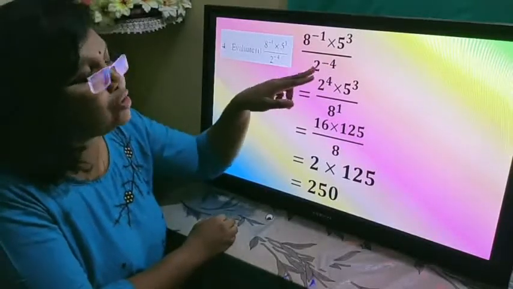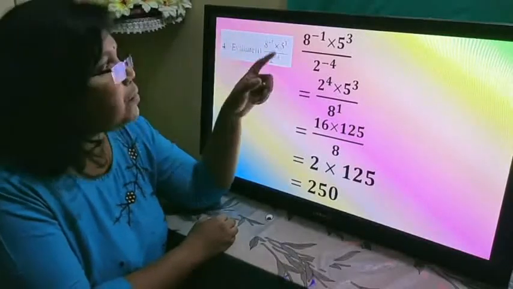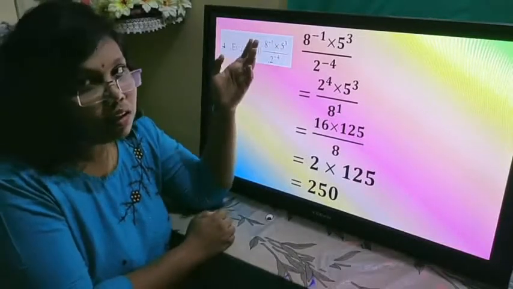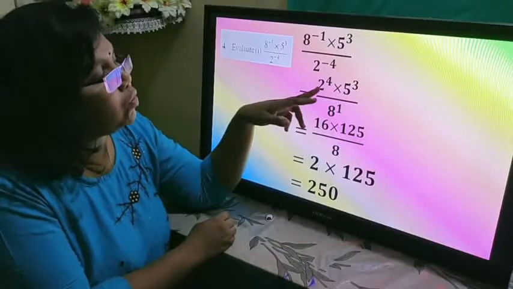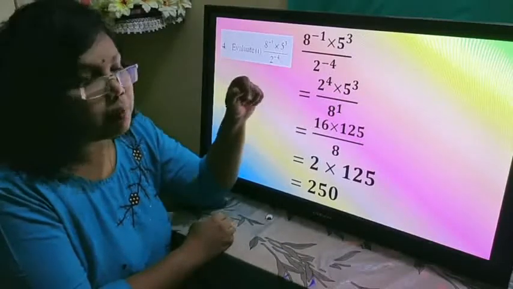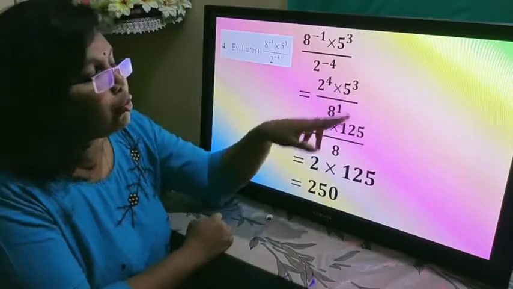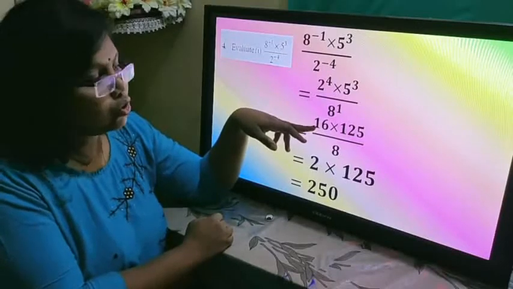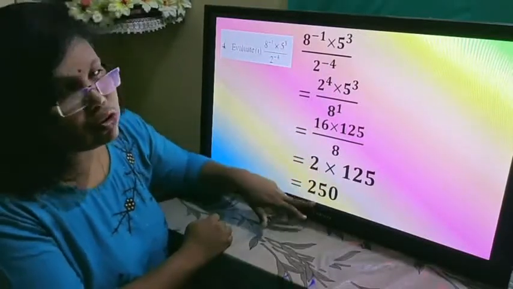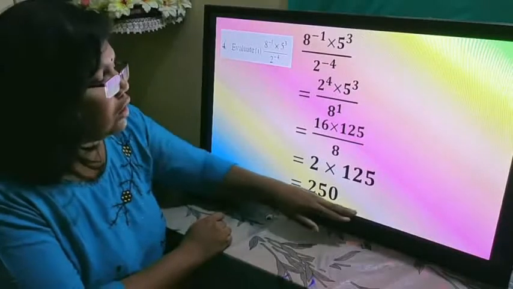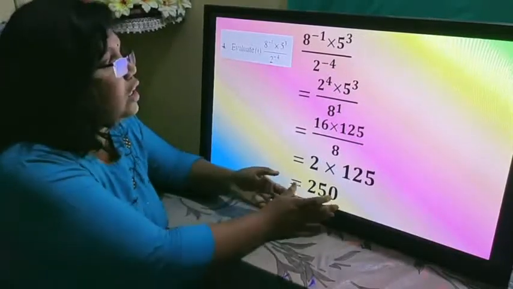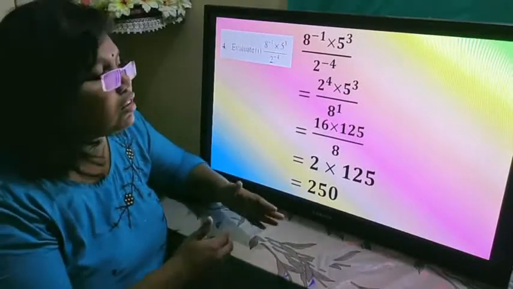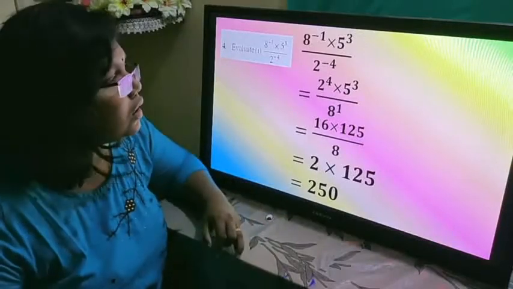That is, when it is in the denominator, you have to make it the numerator. And 8 raised to minus 1, because the power here is negative, so it has to turn into the reciprocal of it. So 2 raised to 4 into 5 cubed upon 8 raised to 1. Now 2 raised to 4 is 16, 5 cubed is 125, 8 raised to 1 is 8. Now 8 can cancel 16, you get 2, and 2 into 125 gives you 250 as your answer. So this is what is meant by evaluation. You will not write it in the form of index and base, you have to write the number. After a certain number of multiplications, whatever comes as the answer has to be written there.